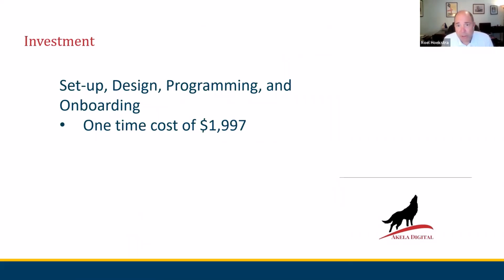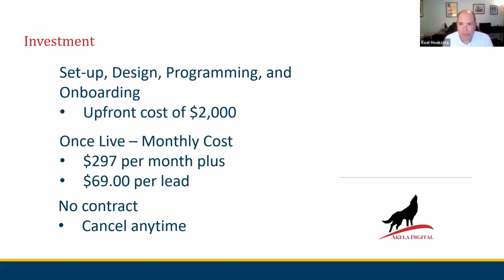So what does this stuff cost? Well, I'm going to run through it pretty quickly, and then I'm going to show you all these goodies that we talked about in the beginning. So basically, Sam and I build a custom configurator for every client. So each one's going to be a little bit different. And the cost to do the onboarding, so the preliminary setup, design, programming, and onboarding, the initial cost is $2,000 or $1,997. And then there is a monthly cost on top of that, which is $297 plus $69 a lead. And that's what the configurator costs as you go along.